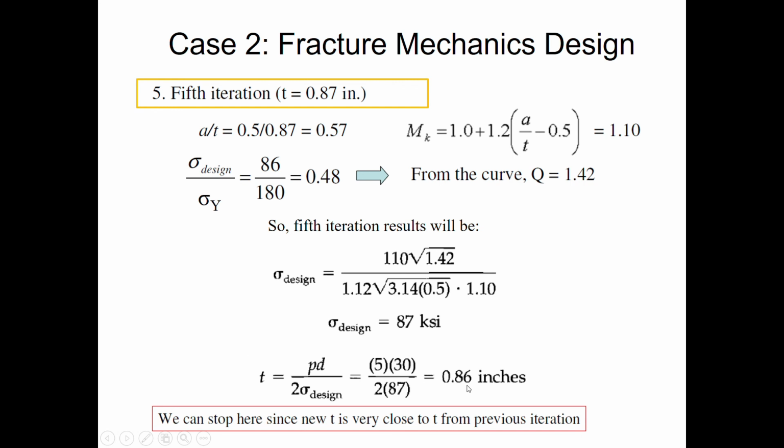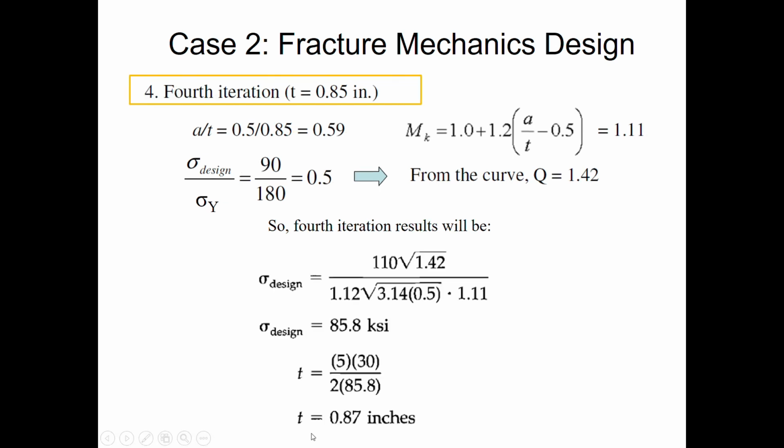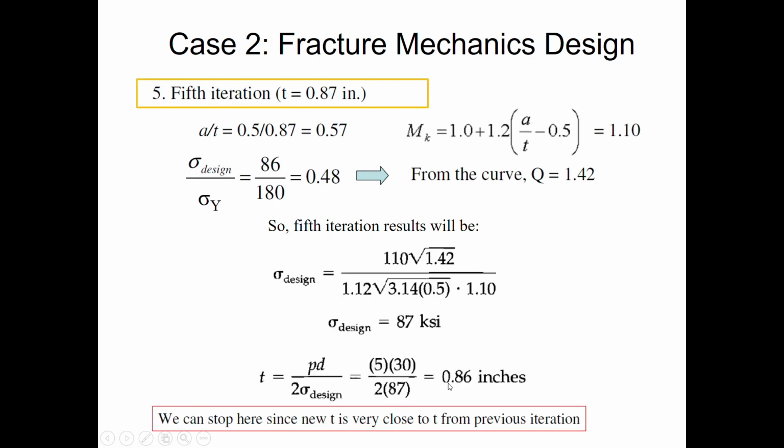If you compare that with the fourth iteration just now, we obtained 0.87. Now we obtain 0.86. The value is almost the same. So we can stop here since the new t is very close to t from the previous iteration.